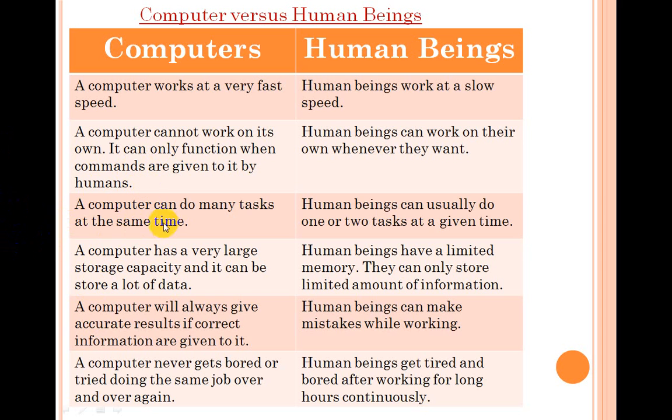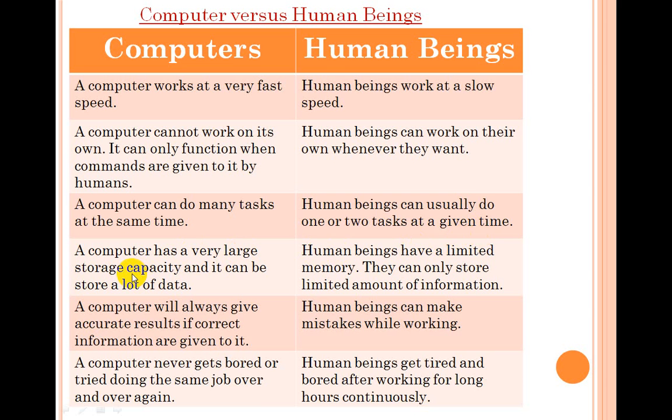Next, a computer can do many tasks at the same time. Many tasks at the same time means a computer can do many things at the same time. For example, we can listen to music, watch videos, and draw pictures. We can do so many things at a time with the help of a computer. But human beings can usually do only one or two tasks at a given time.